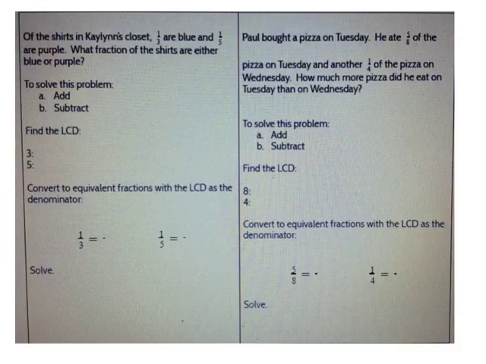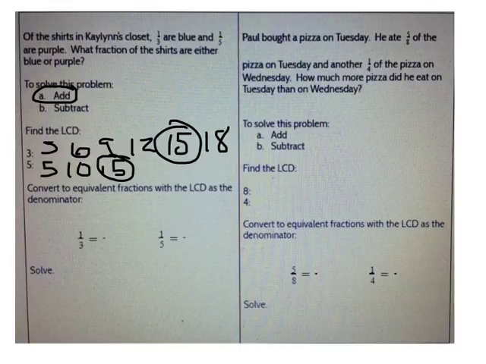Now let's look at a few more problems. Of the shirts in Kaylin's closet, 1/3 are blue and 1/5 are purple. What fraction of the shirts are either blue or purple? What do you need to do to solve this problem? You need to add to solve this problem. Remember, either or means we're combining both categories. Now find the LCD. What's the least common denominator of 1/3 and 1/5? The LCD is 15. Now I can take both fractions and change them so that the denominator is 15.